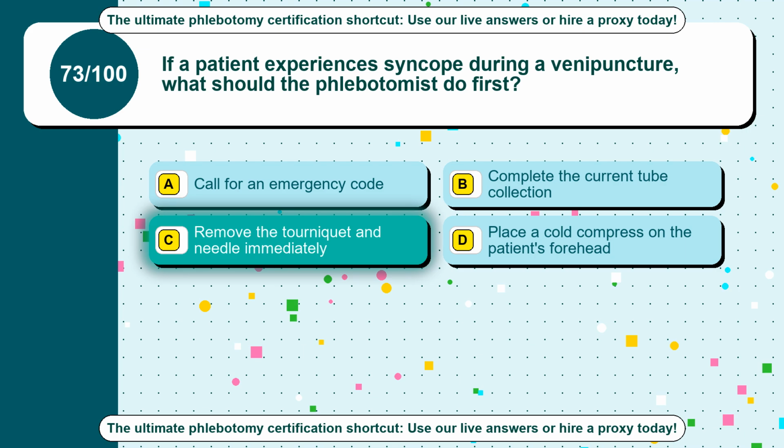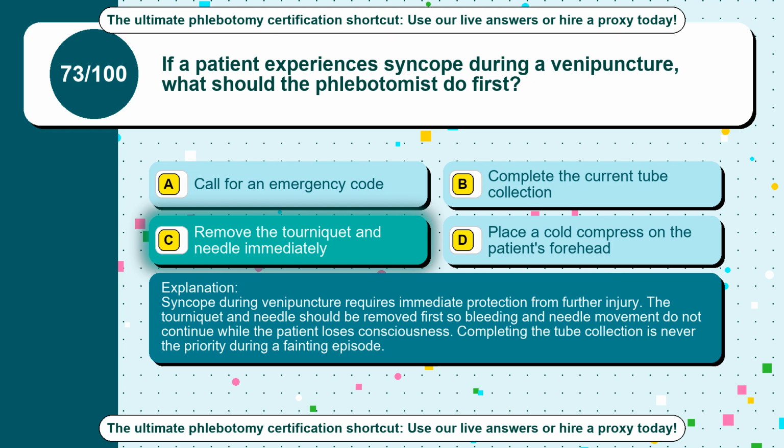The correct answer is option C, remove the tourniquet and needle immediately. Syncope during venipuncture requires immediate protection from further injury. The tourniquet and needle should be removed first so bleeding and needle movement do not continue while the patient loses consciousness. Completing the tube collection is never the priority during a fainting episode.